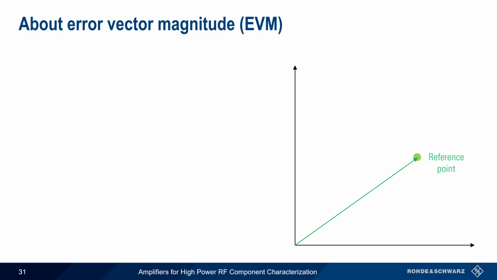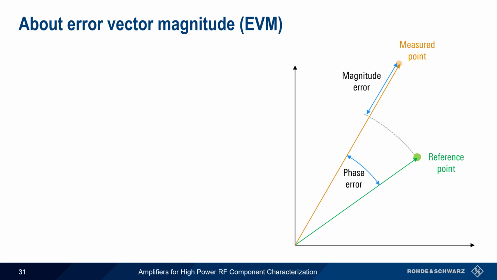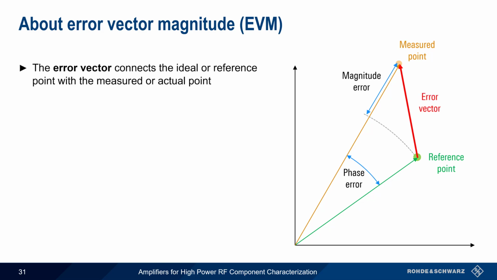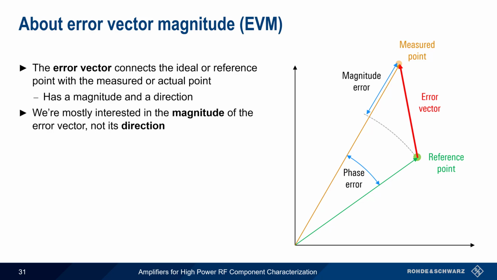The ideal or reference point has a defined magnitude and phase, but the received or measured points rarely fall exactly on the ideal point. Part of the difference may be due to magnitude error, that is, the received vector is too long or too short. And part of the difference may be due to phase error, where the angle of the received vector is incorrect. We can quantify these 2 sources of error by drawing a vector that connects the reference and measured points, and this vector is referred to as the error vector. Like all vectors, the error vector has both a magnitude and a direction. In digital signal modulation, we are mostly concerned with how far we are from the ideal point, not the direction to the ideal point. So the important measurement is the error vector magnitude, or EVM.